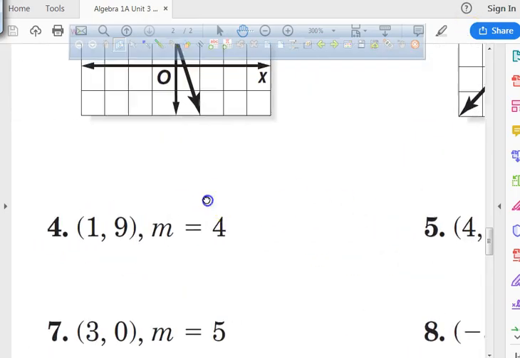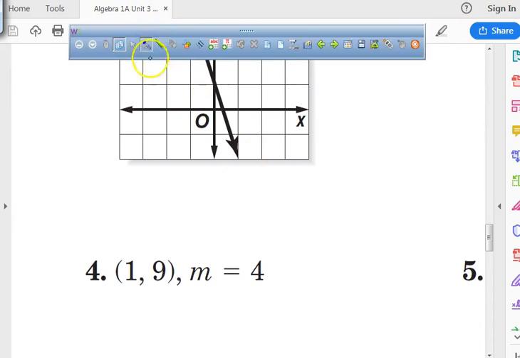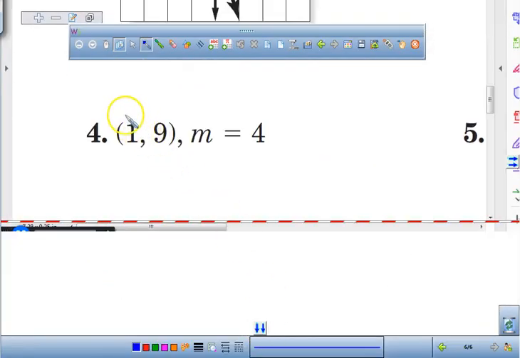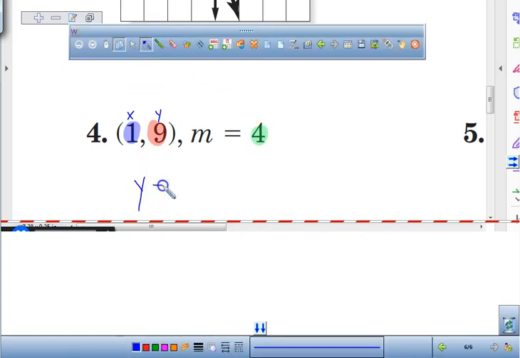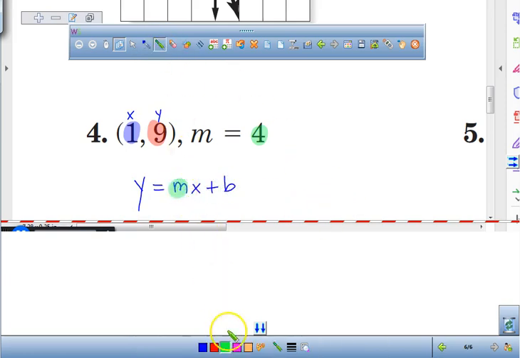All right. Now let's go ahead and do number 4. Here we go. We're going to label X and Y, and this is our slope. I'm going to highlight my X in blue. I'm going to highlight my Y in red. I'm going to highlight my slope in green. And I'm going to write down y equals mx plus b. I'm going to highlight the m value in green, the x value in blue, and the y value in red.